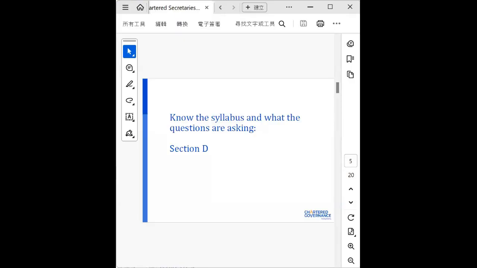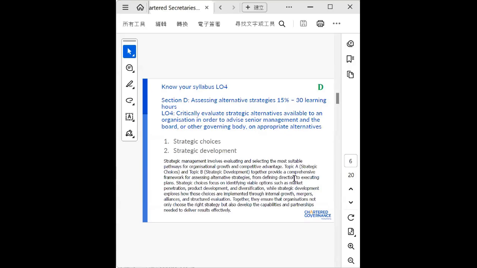We look at section D, which is about the strategic choices and developing strategies. So this is about the evaluation of different strategic alternatives available to the company, and you have to advise which one is good, the pros and cons of different strategies. So for this type of question, you really need to read in detail about the facts, what are the hints, what are pros and cons, and you have to apply this to the facts in the questions.